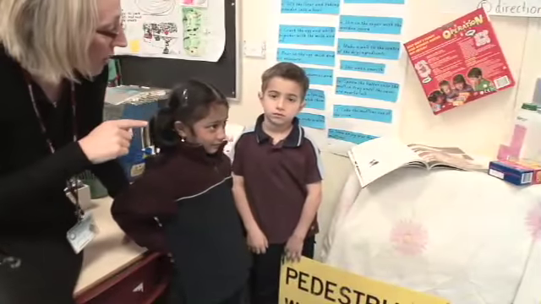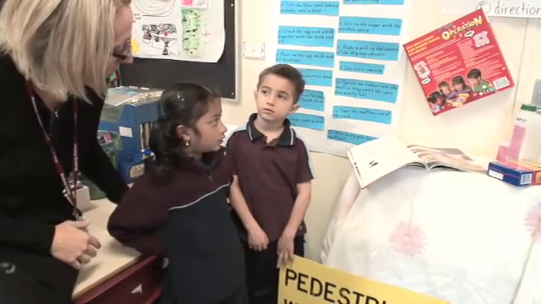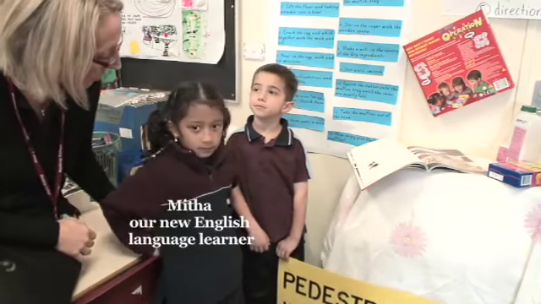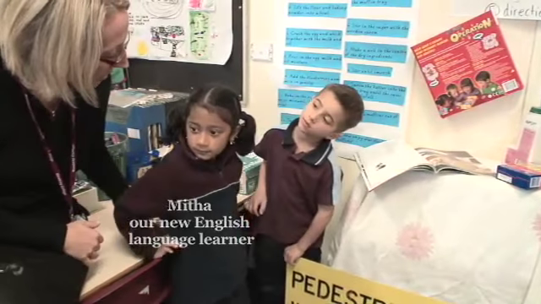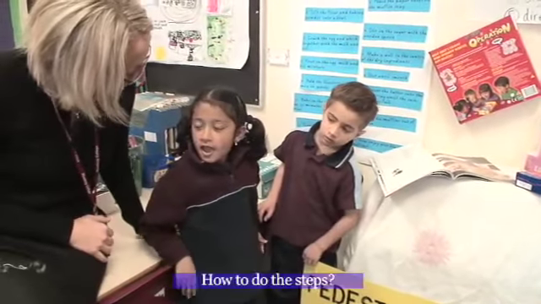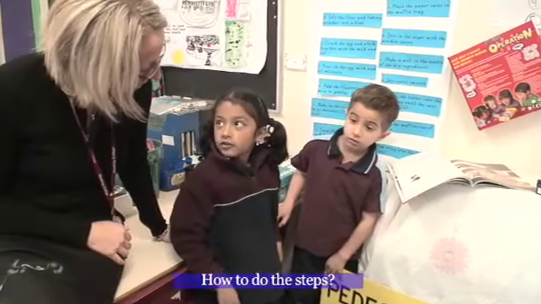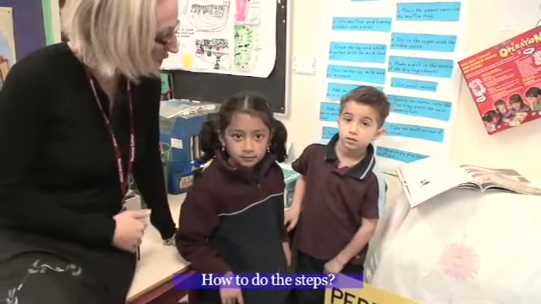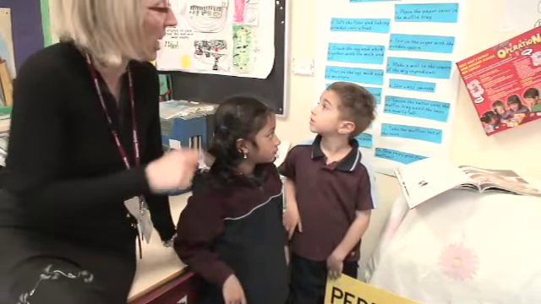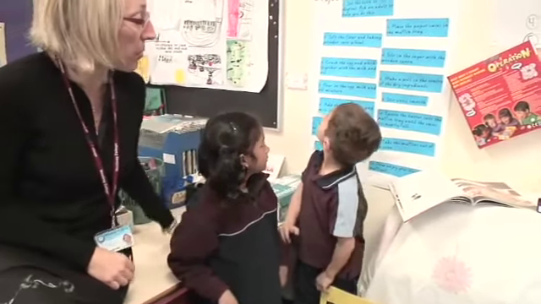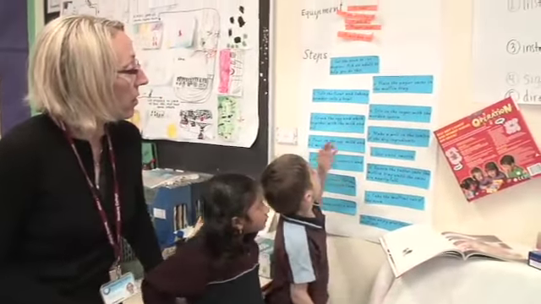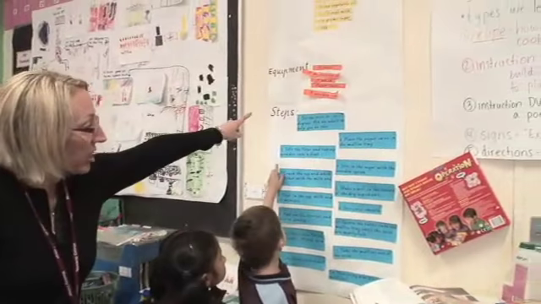We have our display and our wall over here. And Mita, these procedural texts, what do they tell us? Big voice. What do they tell us? How to do the steps. Good. How to do something. And we have some examples up here. Liam, can you tell me some of the examples we have? Of these. Yeah, like what's this an example of?